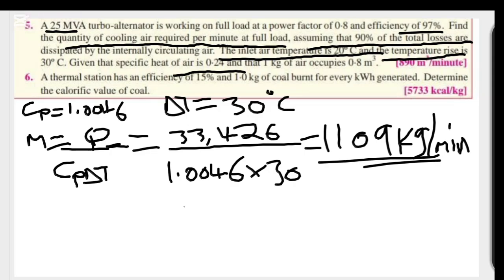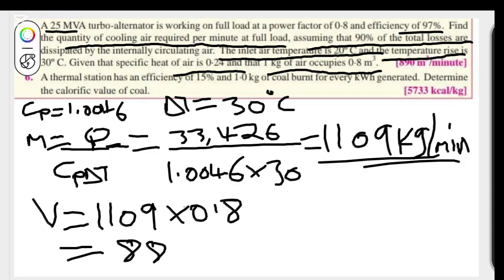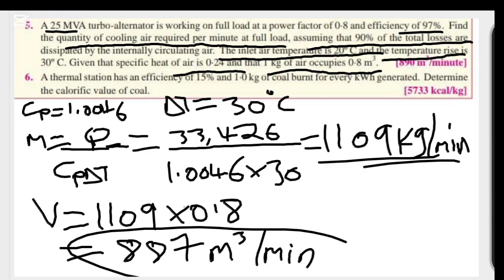But you have to take note that the question talks about the volume. It says that 1 kg of air occupies 0.8. So I will now say the volume is 1109 multiplied by 0.8. Let me see what I'm going to get. I'll get 887 meter cube per minute. So this is the final solution.